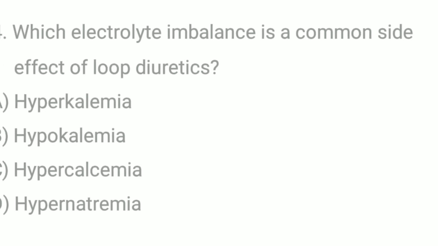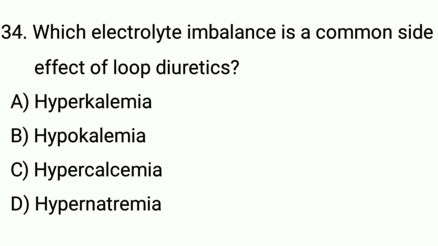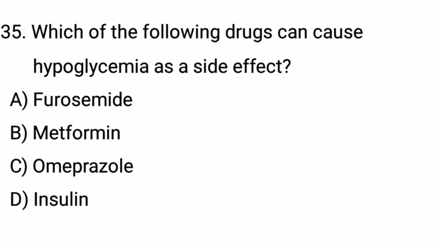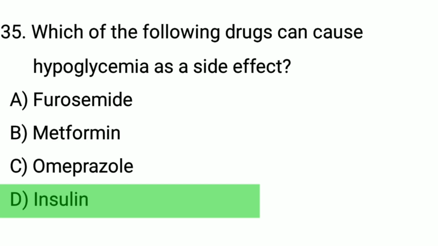Question number 34. Which electrolyte imbalance is a common side effect of loop diuretics? The right option is option B, hypokalemia. Question number 35. Which of the following drugs can cause hypoglycemia as a side effect? The right option is option D, insulin.